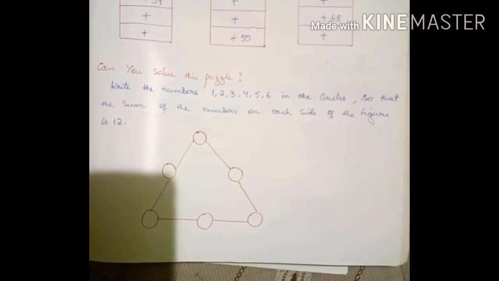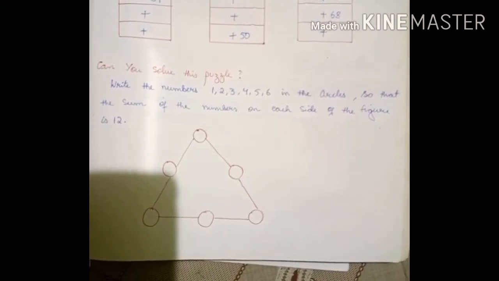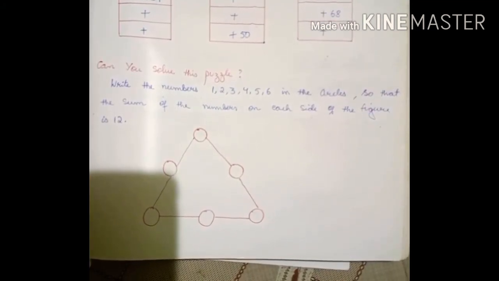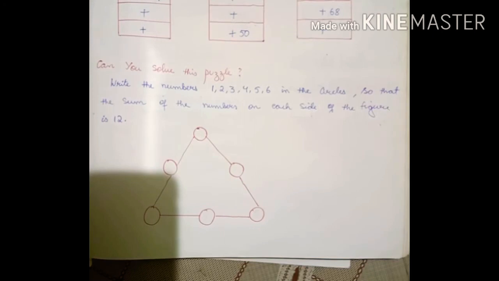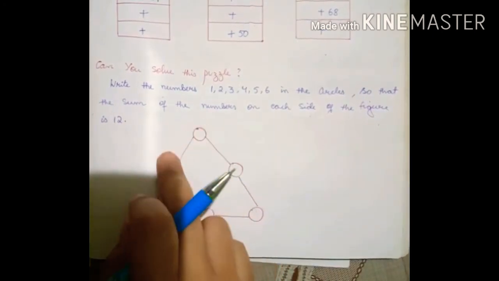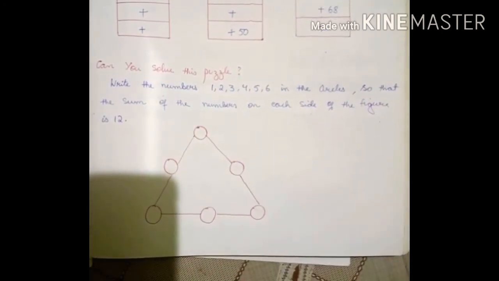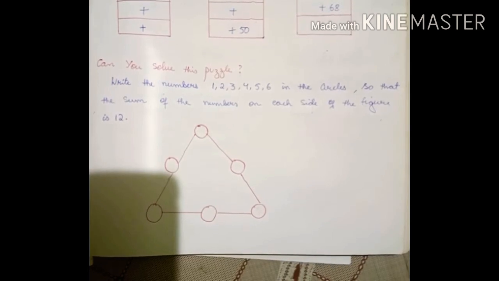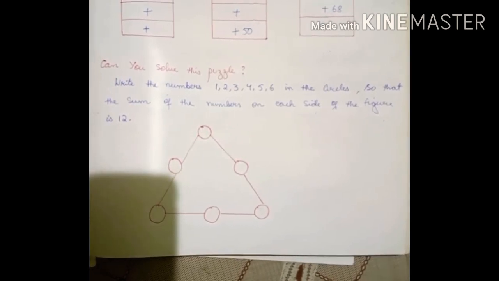Moving down to your next question. See, can you solve this puzzle? Write the numbers 1, 2, 3, 4, 5, 6 in these circles so that the sum of the numbers on each side of the figure is 12.